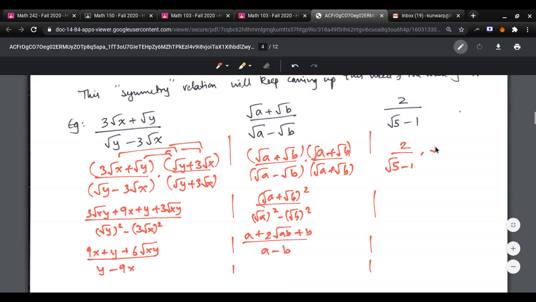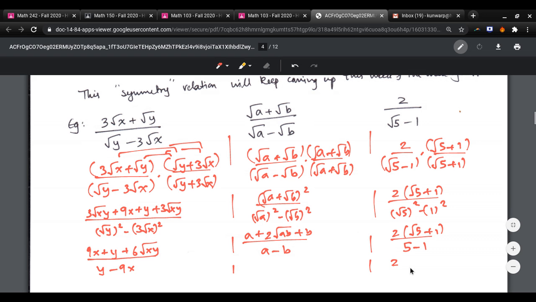Root 5 minus 1, root 5 plus 1 over root 5 plus 1. So that's 2 times root 5 plus 1. And this is root 5 squared minus 1 squared. That's 2 times root 5 plus 1 over 5 minus 1. That's root 5 plus 1 over 2.